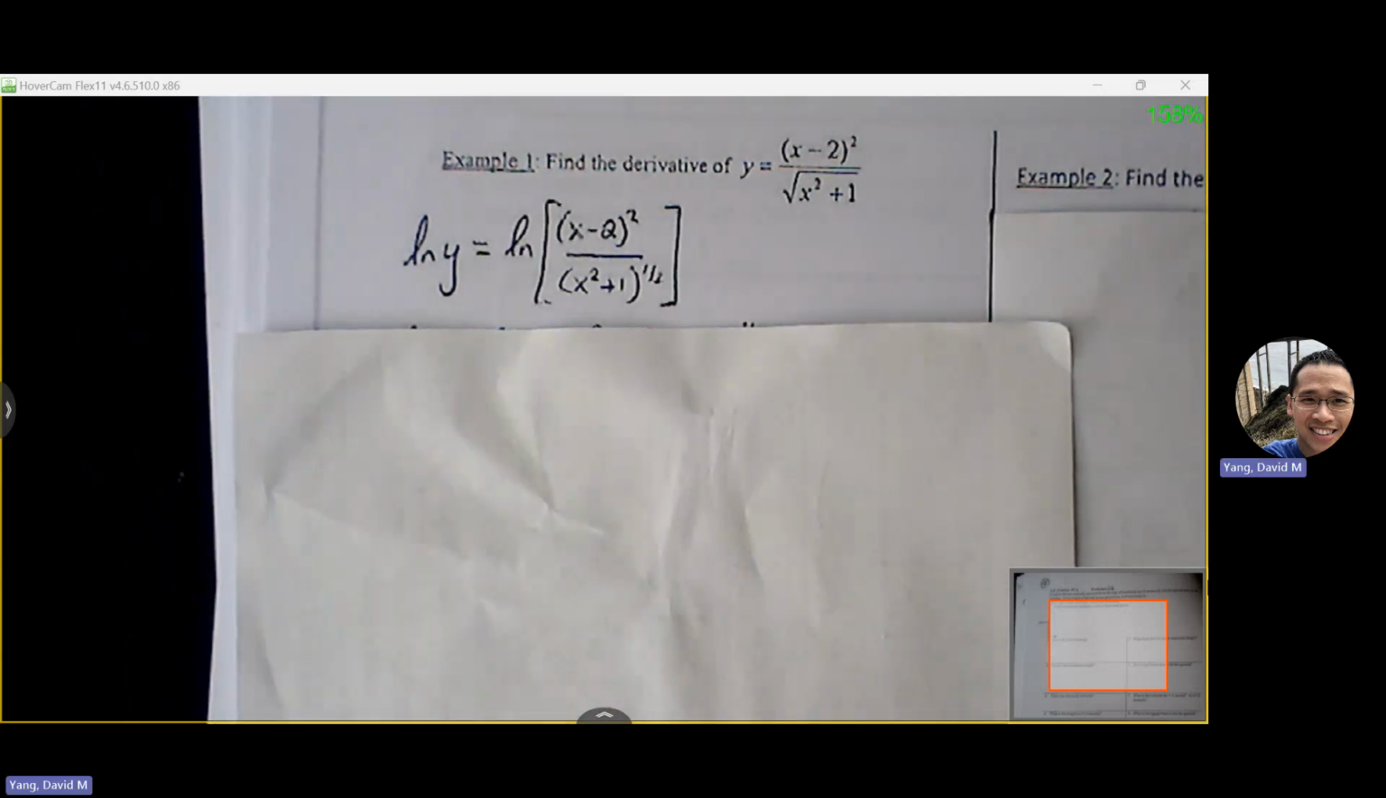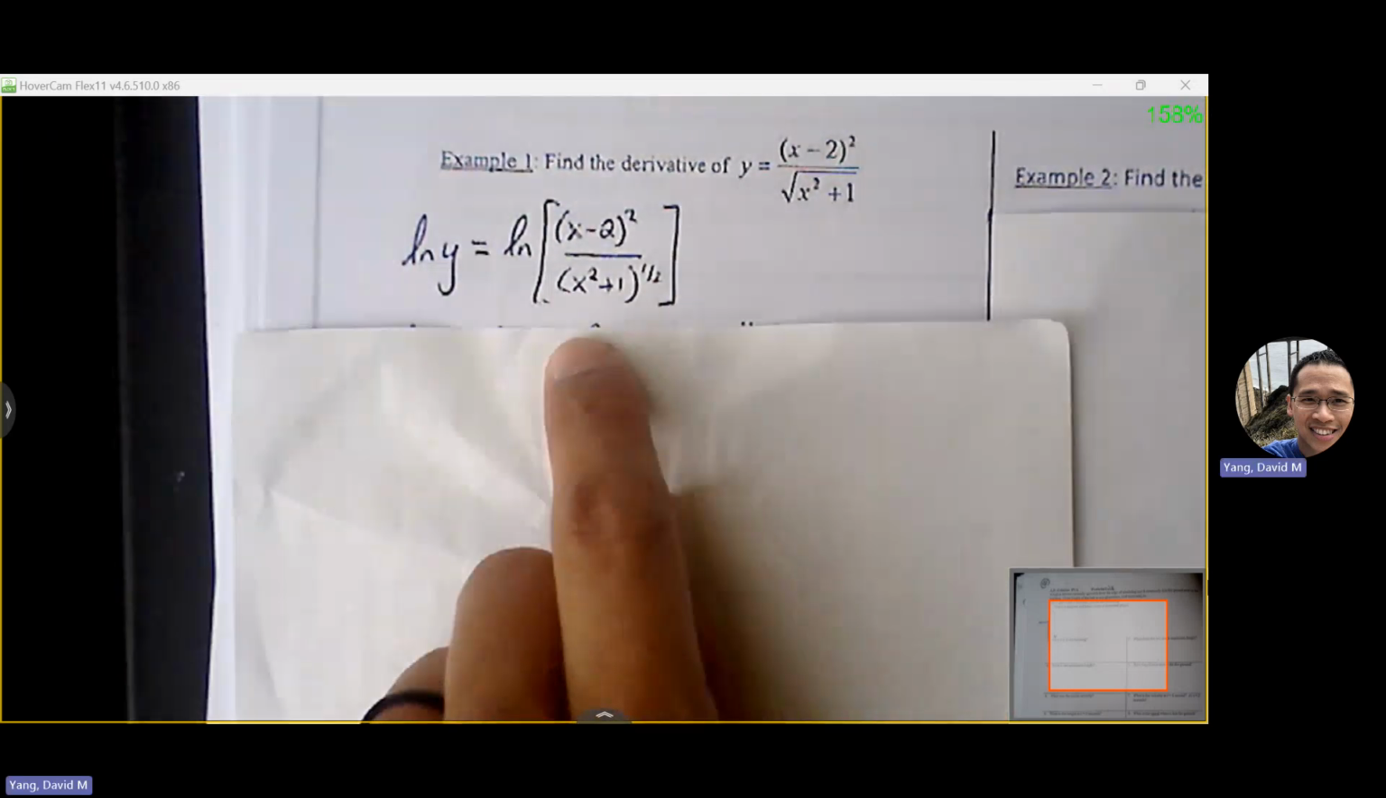Again, if there's already logs in the problem, we don't want to do this, because if we add on another layer of logs, it just makes the problem even more complicated. If there's already logs in it, then we just start the problem. We only do this if there's no logs at all.